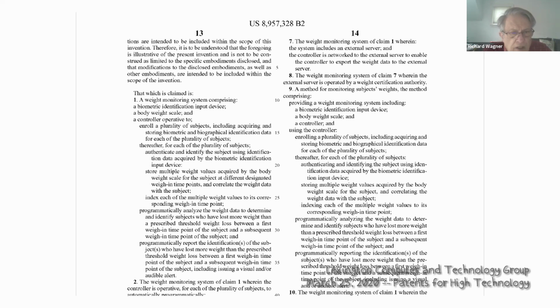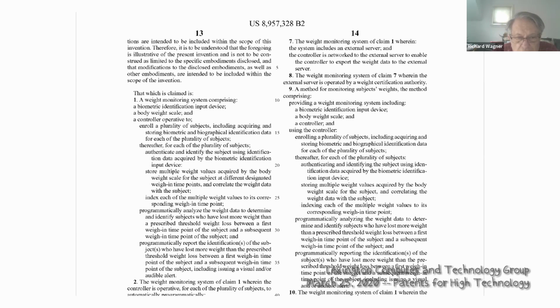Okay, that's number one. Now, somebody said to look at number 9. If you look at number 9, it says a method for monitoring, that's on the right-hand column, column 14. It says a method for monitoring subjects' weights, the method comprising. Now, this is what's called a method claim, whereas claim 1 was to the system. It was a system, so it's an actual machine. Claim 1 is to a machine. Claim 9 is to a method.